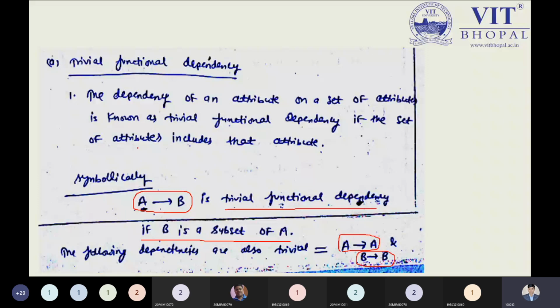The point we have to keep in mind properly, my dear students, is that the dependency of an attribute on a set of attributes is known as a trivial functional dependency if the set of attributes includes that attribute. That is the key point you have to keep in mind. Let me explain this concept by an example, so I hope you can understand it simply.